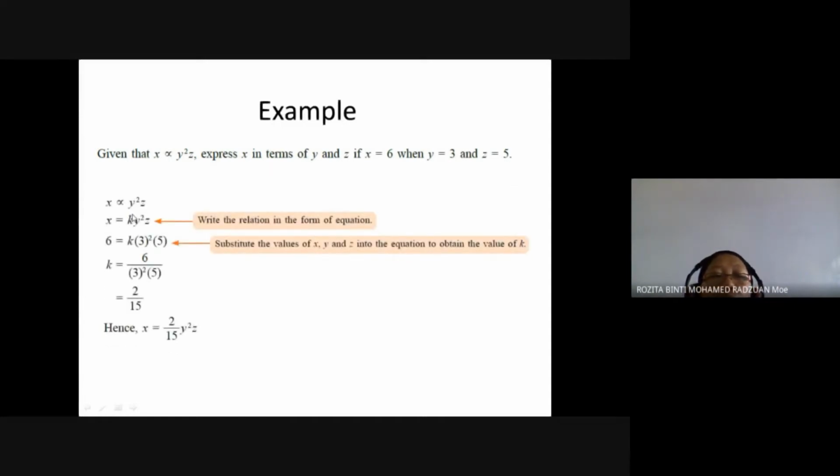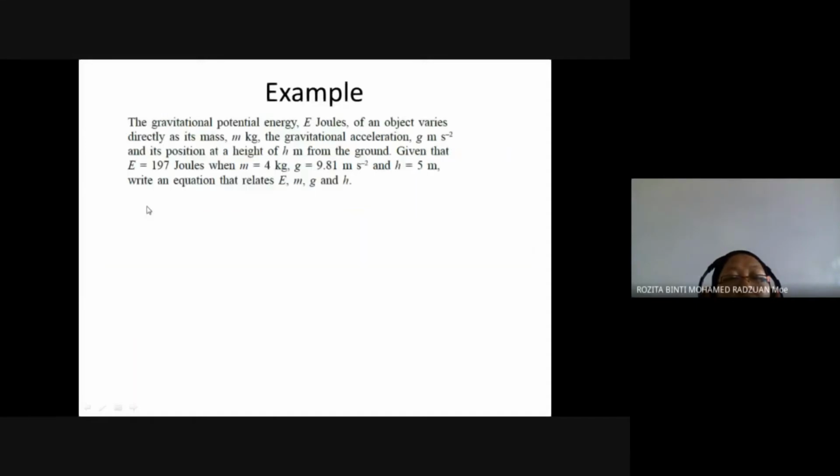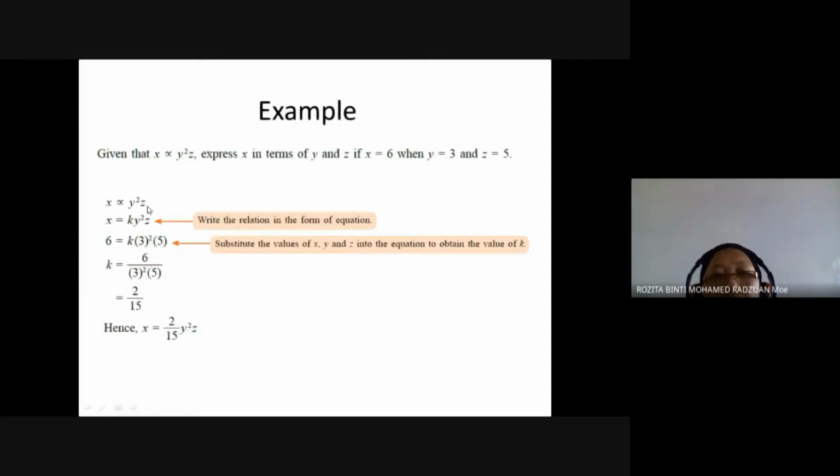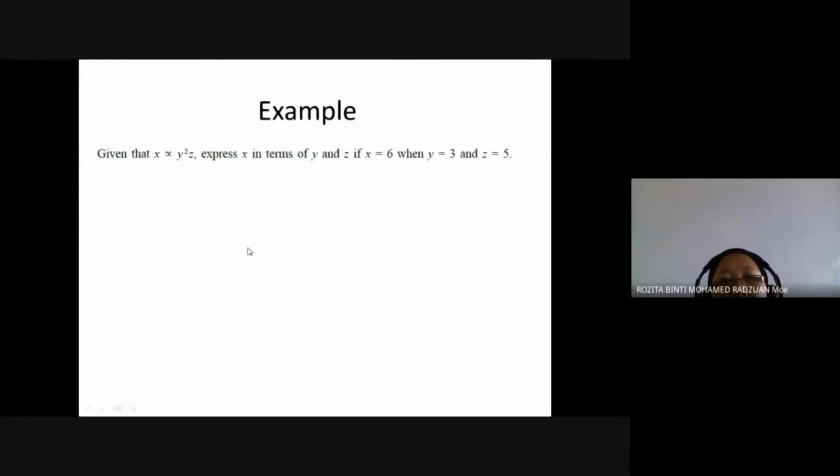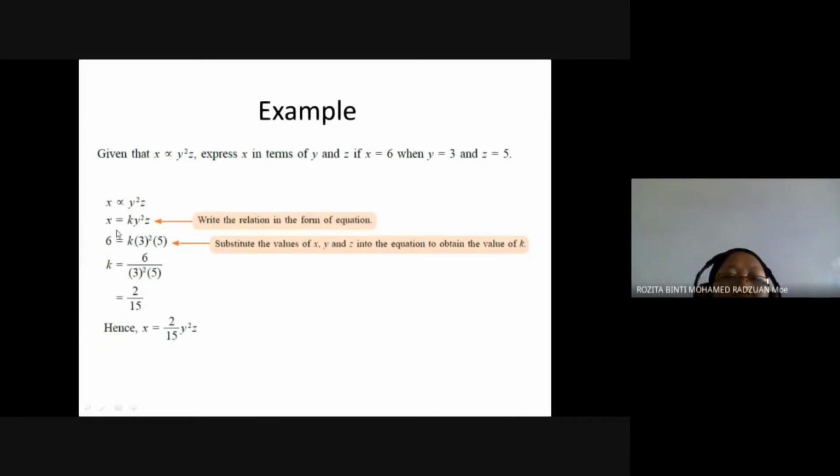First, we have to write down the form of variation. We already have here x varies directly as y squared z. So x equal to ky squared z. Okay, just plus the constant k and the equal sign.